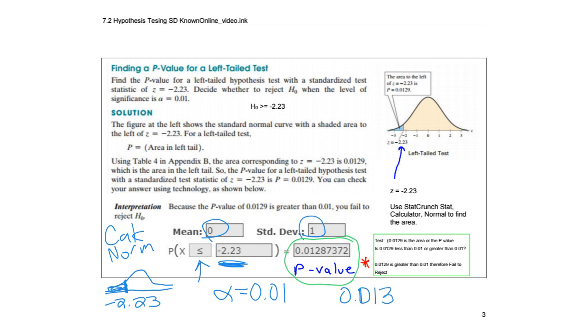0.013. So we now have to compare that to 0.01 because that's going to help us decide whether we're going to reject or we're going to fail to reject. Okay, and so remember, this is p on this side, this is alpha on this side. Since p is greater than the 0.01, we are going to fail to reject.